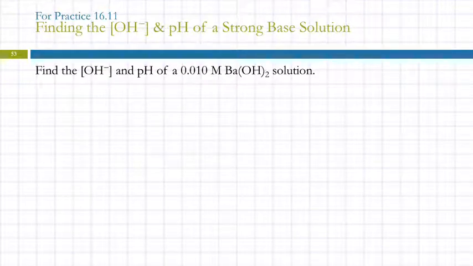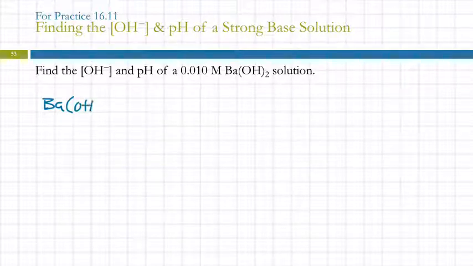So let's do an example. This is a strong base. Find the hydroxide ion concentration and the pH of a 0.010 molar barium hydroxide solution. They didn't give us a Kb, did they? They didn't give us a Kb because there isn't one. This is a strong base. How do you know that? It's a metal hydroxide, where the metal is in group 1A or group 2A.